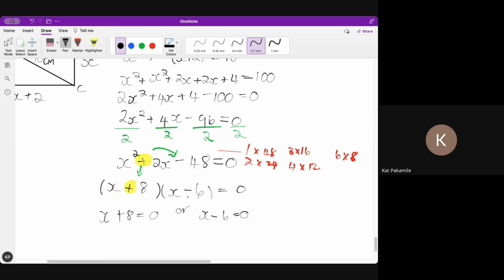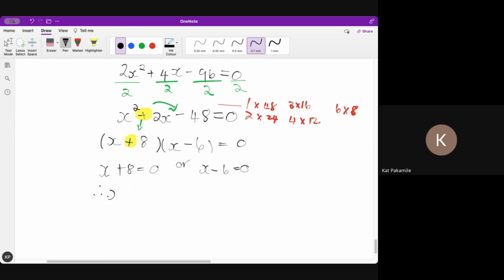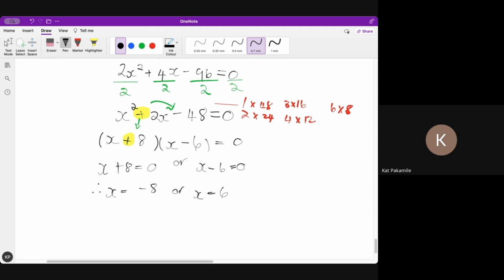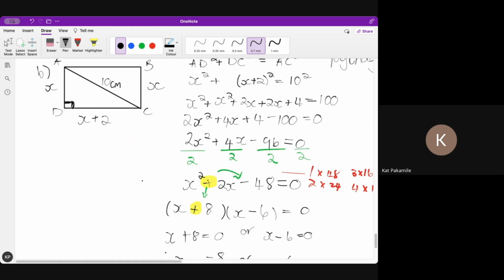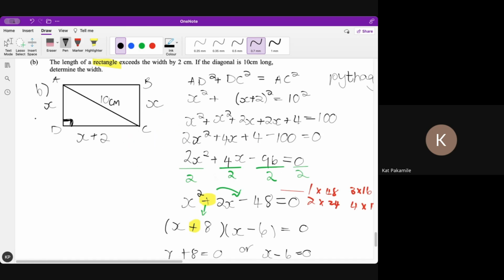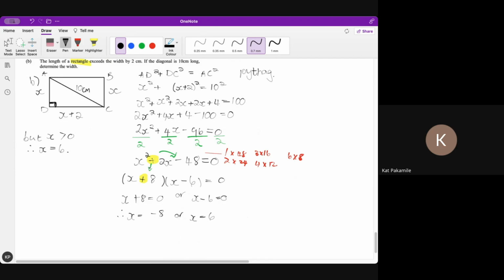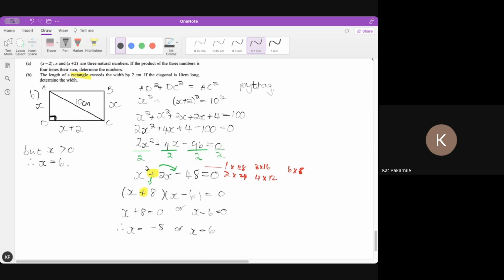What are my two solutions? For this one, it'll give us x is equal to -8 or x is equal to 6. Which one is the correct one? 6. And why is that? x can't be negative, it's a length. So you say, but x has to be greater than 0, therefore x is equal to 6. Nice, guys. Okay, thumbs up, thumbs down on this one, please.